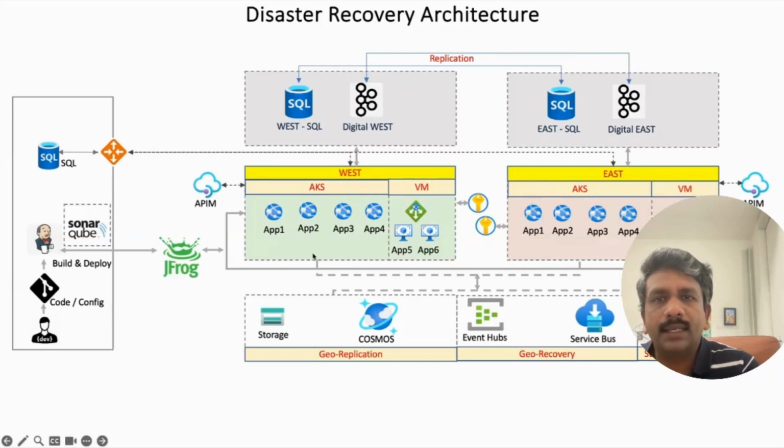Let's say you have a couple of applications here, and a couple of VMs here. You do the deployment in both the regions. Both the applications will be running, but when somebody accesses this application, they will be coming to this APIM, and they will be accessing these APIs, and then these APIs underneath will be using some of these resources. Some of these provide geo replication, some of these provide geo recovery. There is a difference between these two, which we need to understand.